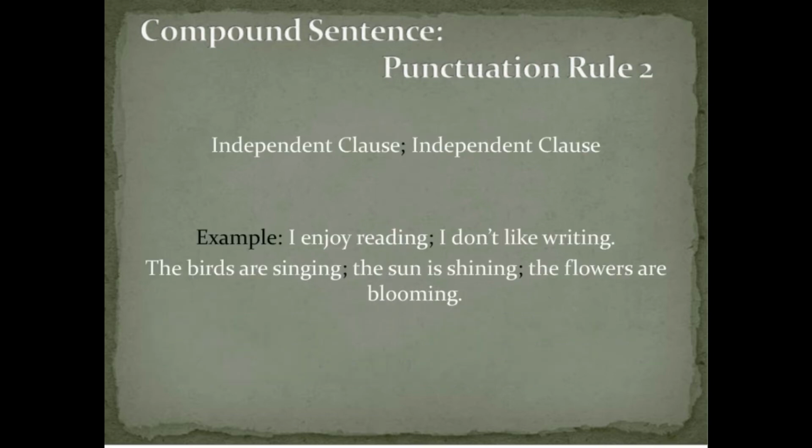Rule number 2. You can connect two independent clauses with just a semicolon. For example, I enjoy reading; I do not like writing. The birds are singing; the sun is shining; the flowers are blooming.